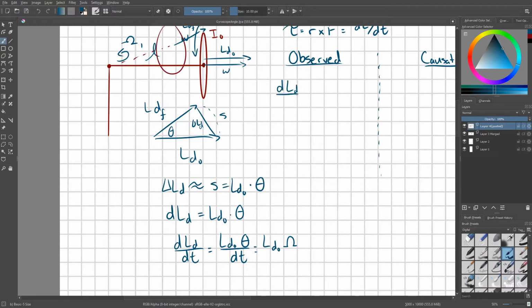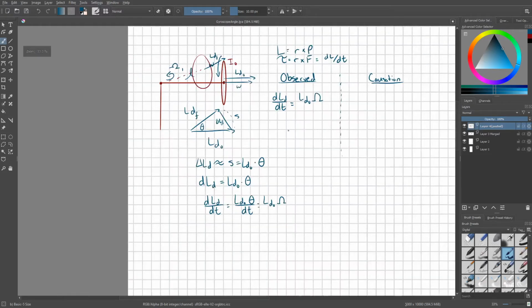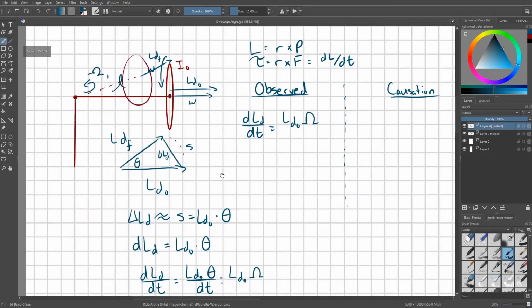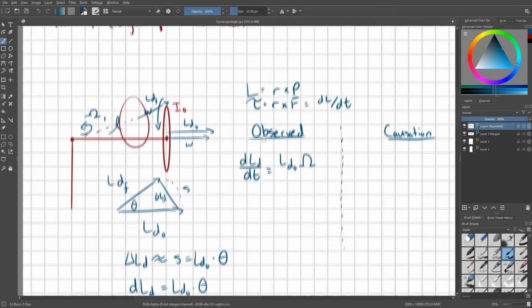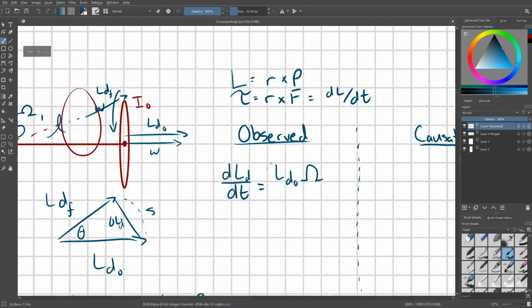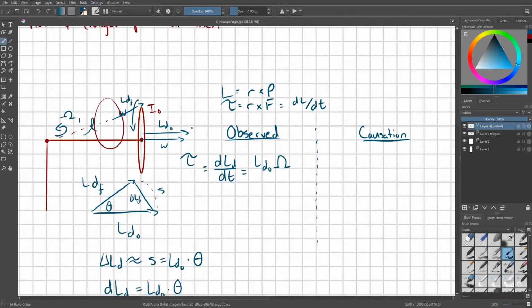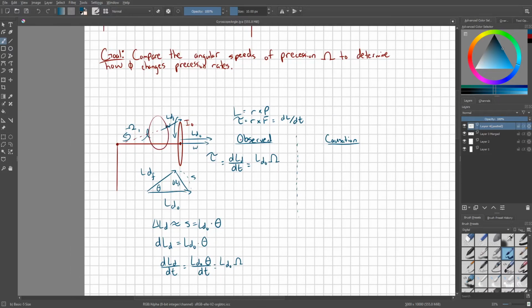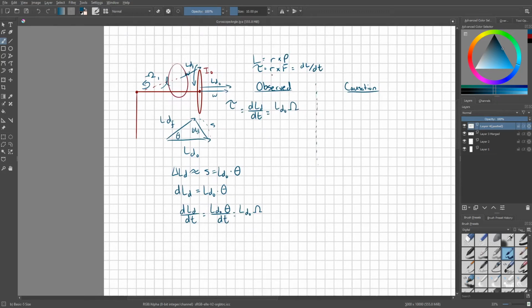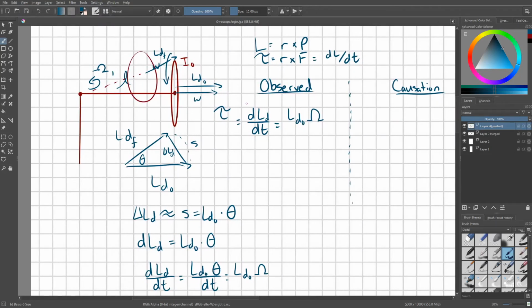dL/dt equals L_D naught times this big omega. Let's make a note that this dL/dt is also known as a torque. So what causes that torque? That's what we observe, but what causes it?